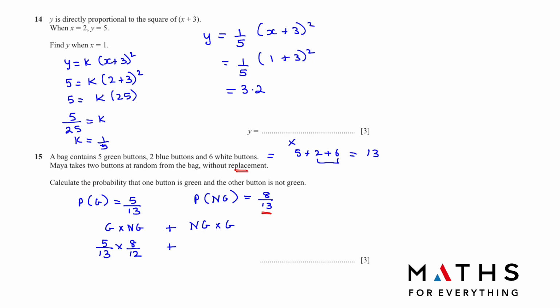It could be this scenario, or it could be that I will take not green. Not green is 8 over 13 and probability of green is 5 over 12. The same logic that we removed one button, so we are having the total one less. This will give us 20 over 39. Remember, if it was with replacement, the denominator number will not change.